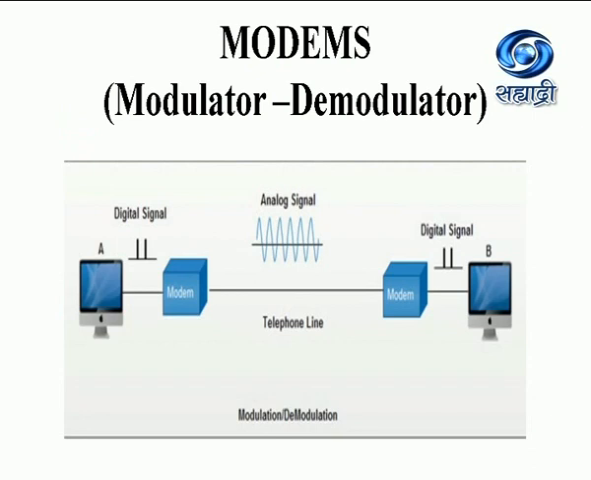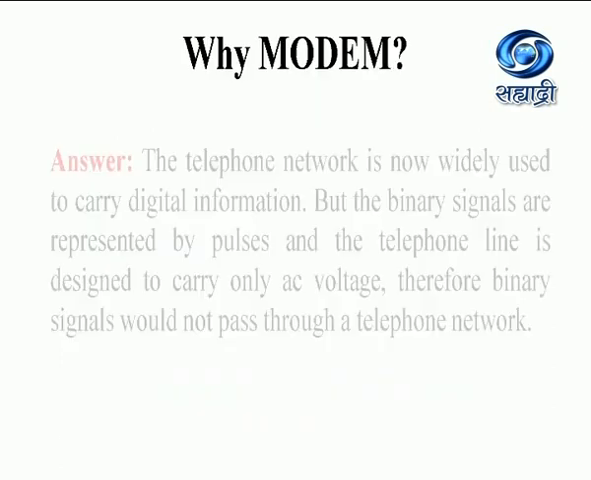So let's start with the modem. What do you mean by modem? Modem is basically a combination of modulator and demodulator. In digital communication, when we communicate between two computers, we have to send data in the digital form. But some data is in the AC form, that is, in analog form. That's why we cannot transmit our data through the telephone lines. That's why we require a modem.